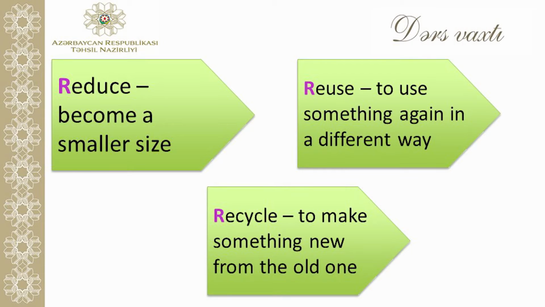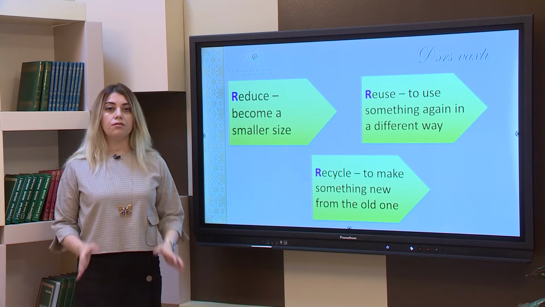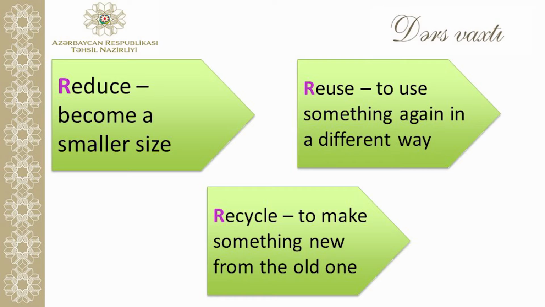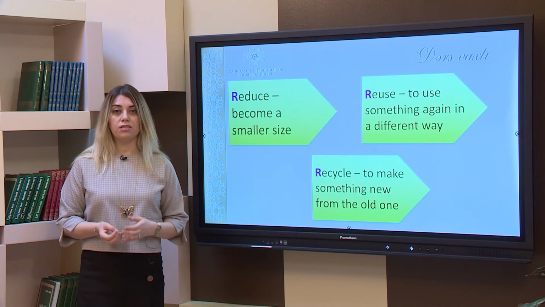First one is reduce. Reducing means becoming a smaller size. If we reduce something, we make it less and less. What can we reduce in order to protect our environment? For example, we can reduce throwing garbage. Yes, we can reduce our litter.